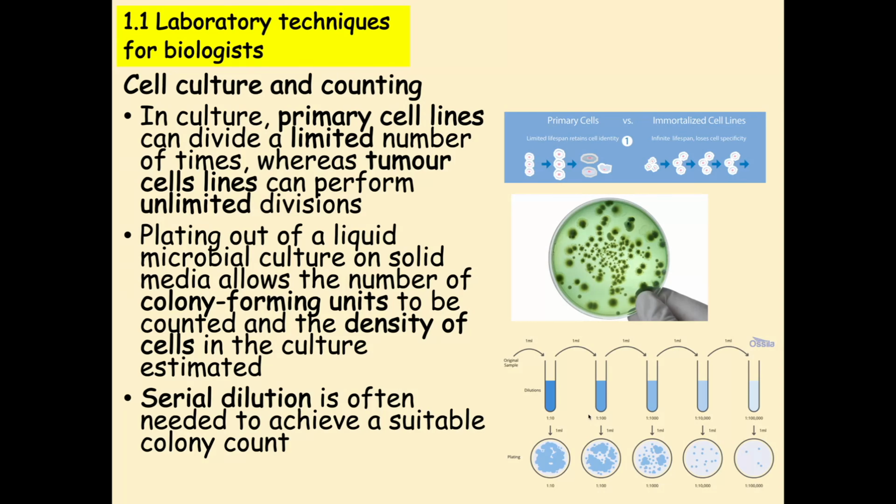Okay, and that's where we dilute our culture by a factor of 10 each time, and we continue to do that until we get to a point where the colony count is sensible and reasonable. We get to the point where we can actually see distinctions between the colonies.